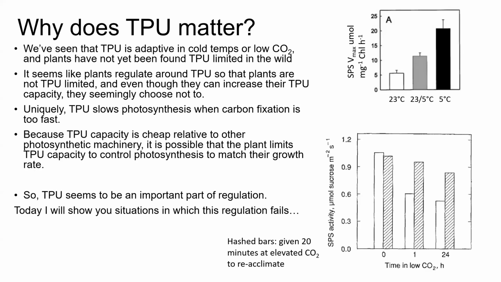And that leads to the question, why does TPU limitation happen at all? TPU capacity from export enzymes is very cheap compared to the amount of investment that's used for rubisco or electron transport enzymes. It must all be regulatory, with TPU capacity regulated to match the environment, and some component of TPU limitation being important to the overall regulation of photosynthesis. So if we think that TPU is an important part of regulation, I'm going to be showing you some situations in which that regulation fails.